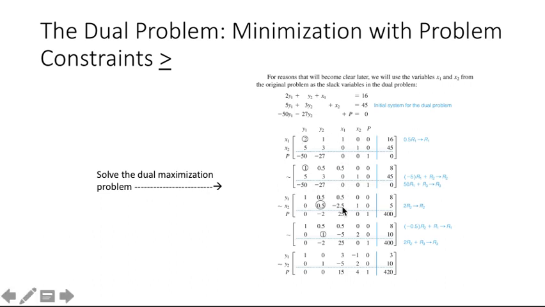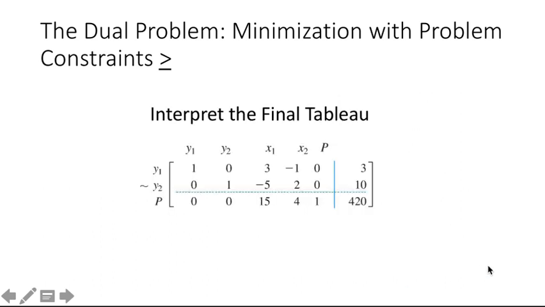This is just showing you the process. You remember how to find the first pivot column and the first pivot element, and then the second pivot column and pivot element, and finally we get this final tableau, which I've copied on the next page. So here's the final tableau.